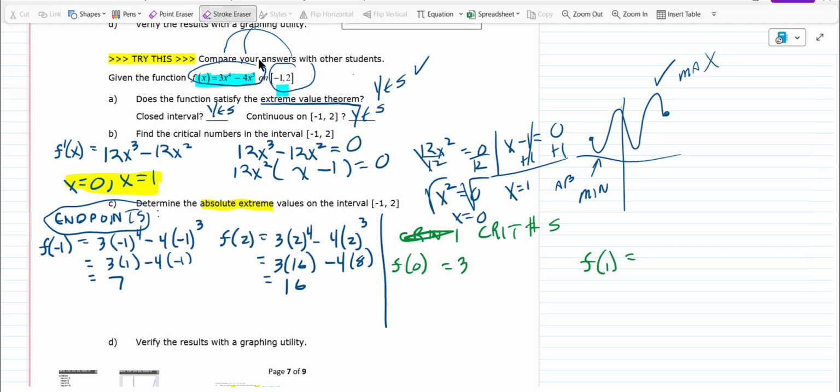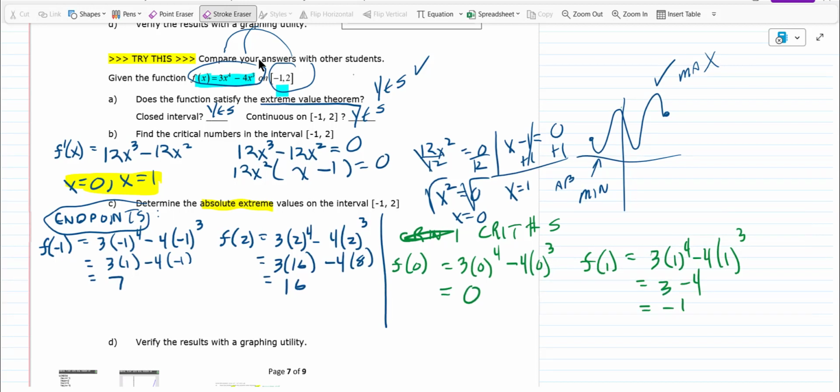So you'll have 3 times 0^4 minus 4 times 0^3. Do that in your head, that one's equal to 0. So that's what the function value is, okay? Do f of 1, that would be 3 times 1^4 minus 4 times 1^3. That would be 3 minus 4, so that's equal to negative 1. Do things in your head if you're confident. Use your calculator if you need to. Okay, now it's real easy to finish up the problem. Which of those 4 numbers is the absolute maximum?